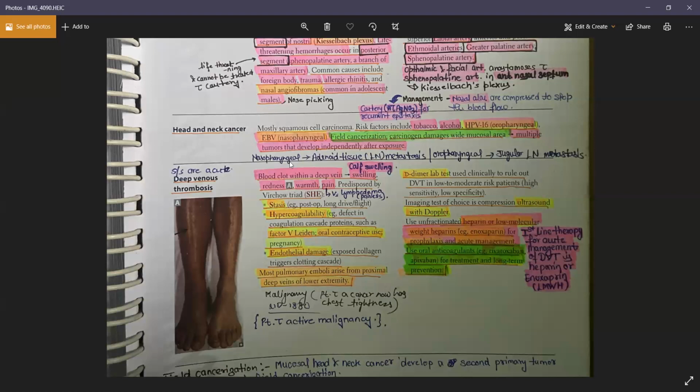Now, whenever you have a patient with deep vein thrombosis, to confirm, you will run a D-dimer lab test. Because in deep vein thrombosis you have a thrombosis and a utilization of all these clotting factors. And whenever this happens, you will also have the breakdown of these factors, of these clots.